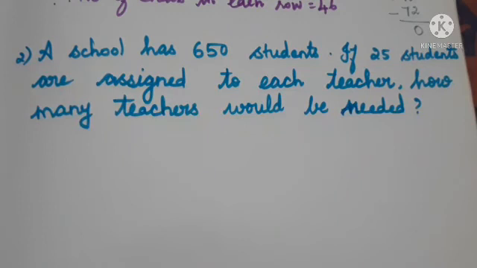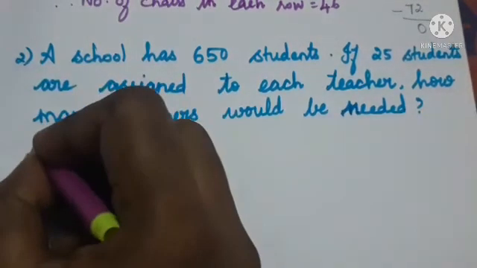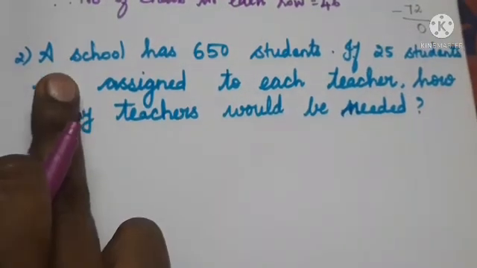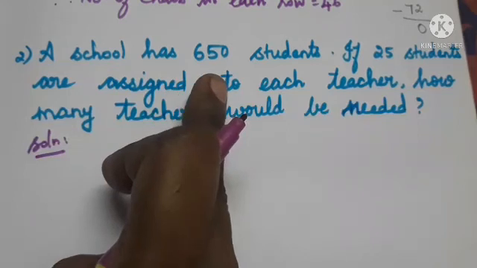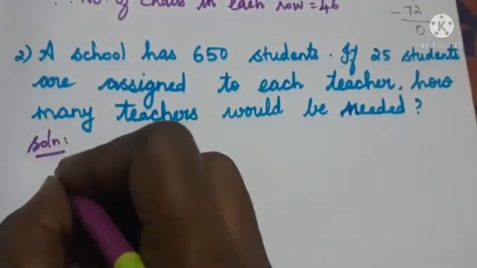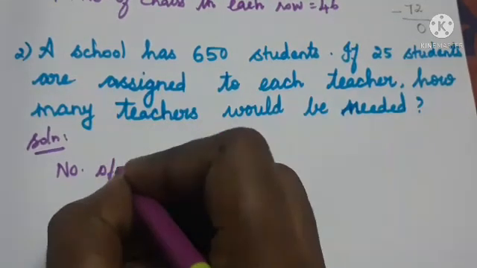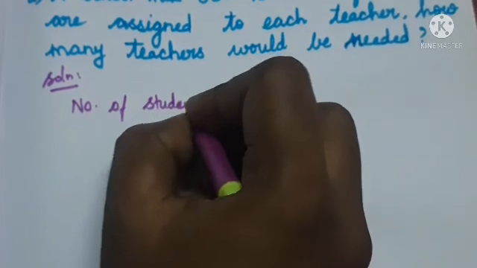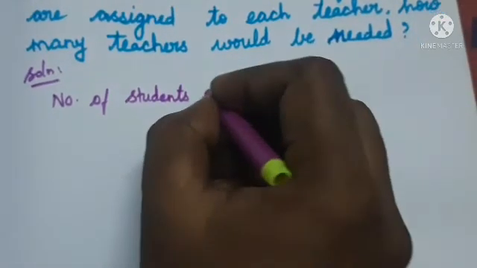So we can write the solution, and listen, from the first line itself we can start to write the solution. In a school, how many students are there? 650 students are there. So that's the number of students in a school. So we can write number of students in a school.